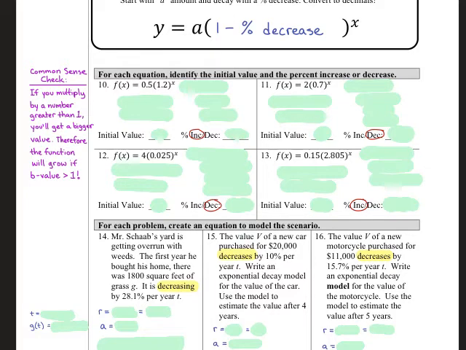That's the easy part, right? It's always that number out in front. So for number 10, the initial value is 0.5. No drama there, okay? We'll just take that value. That's where it starts. So remember, when x is 0, the function is going to have a value of 0.5 here.